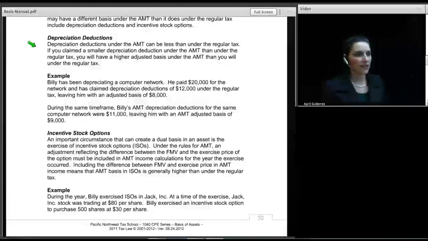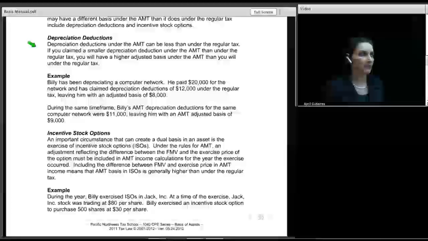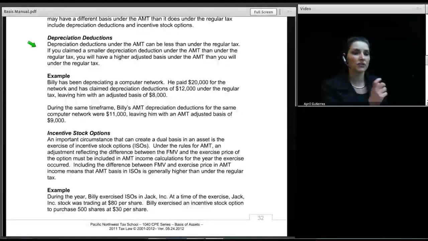Depreciation deductions under AMT can be different than they are under the regular tax. They're less different today than they used to be, because under AMT rules in the past, you weren't allowed to claim a Section 179 deduction, for example, that you are right now. But under AMT, you're not allowed to claim accelerated depreciation. So under AMT, you're going to be claiming straight line depreciation in most cases, where under the regular tax, you'd be claiming double declining balance. And that creates two bases on assets used in a business.